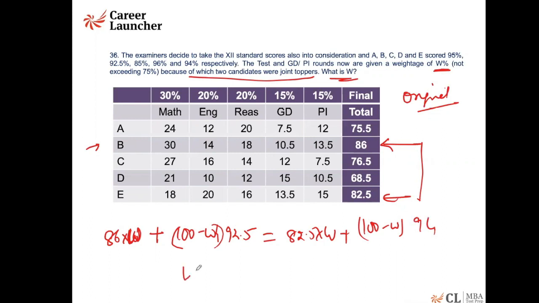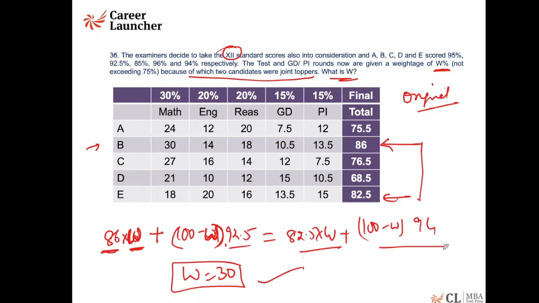You solve this, guys. I will not solve it for you. The answer is 30 for this. Please solve it. I'm sure each one of you can solve it. Take a minute away and solve it on your own. Please understand how I do it: this is the 86 score, but the weightage is only W%. Out of 100, W% is the weightage. So whatever the W is, if it is 75% or 80%, the remaining 100 minus W will be converted for the 12th class. That is the reason for multiplying by 92.5. Same thing for E also. So B is equal to E, as I'm saying.